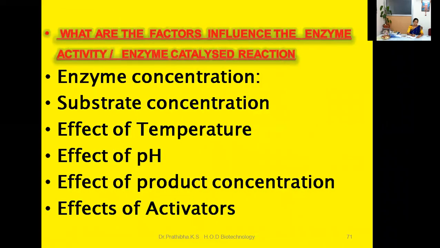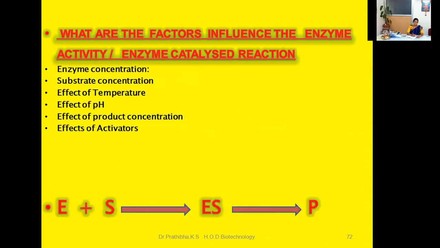Now here there is a question: what are the factors that influence the enzyme activity or enzyme catalyzed reaction? We can list enzyme concentration, substrate concentration, effect of temperature, effect of pH, effect of product concentration, effect of activators. This question will be asked for 2 marks. Further, we can see here enzyme plus substrate which react together in the active site of the enzyme, and this substrate becomes an enzyme substrate complex, which in turn gives the product.